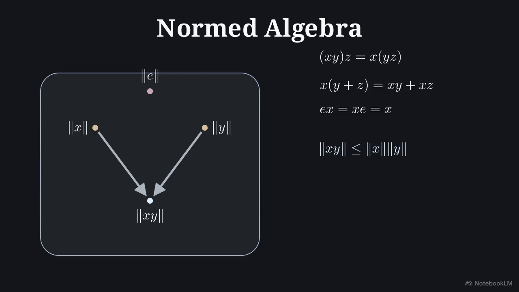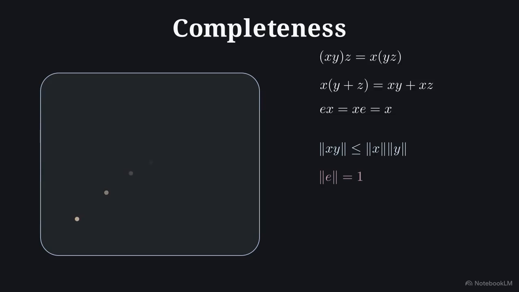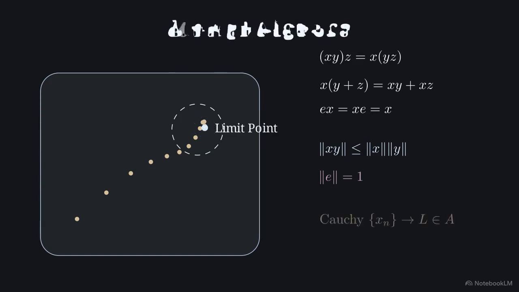The norm and the multiplication are linked by the submultiplicative property. The norm of the product xy cannot exceed the product of their individual norms. We also require the norm of the identity element to equal exactly 1. The final requirement is completeness. If a sequence of elements crowds closer and closer together, a Cauchy sequence, its limit must exist inside the space. When an algebra has a submultiplicative norm and is complete, it is a Banach algebra.